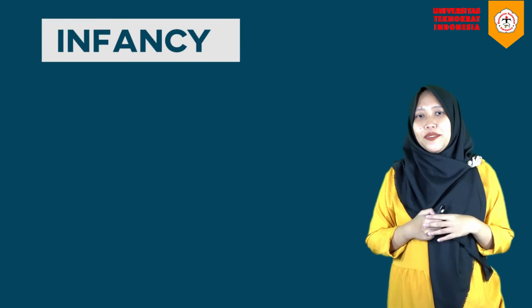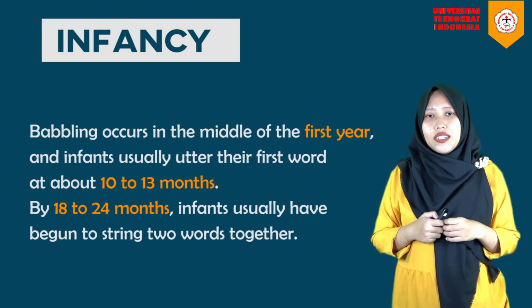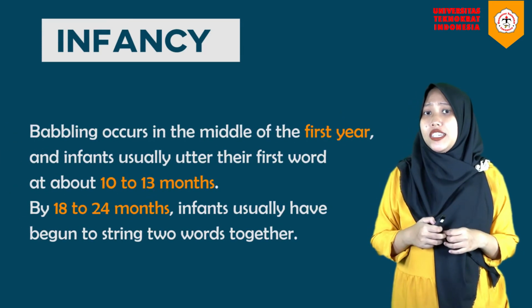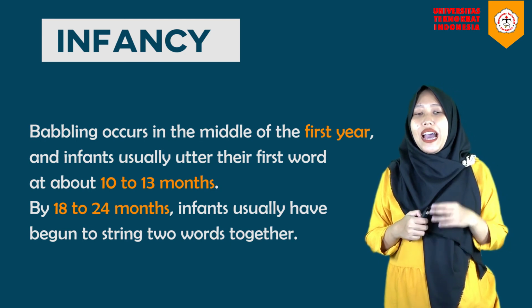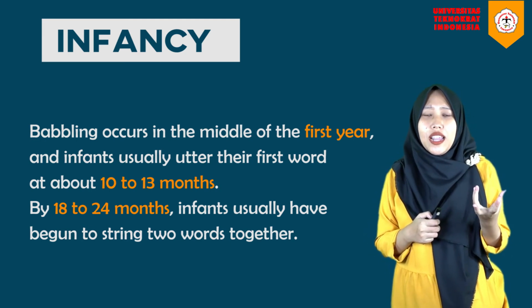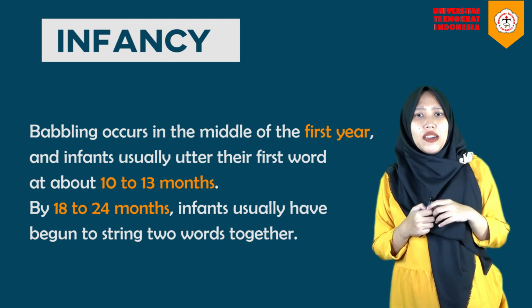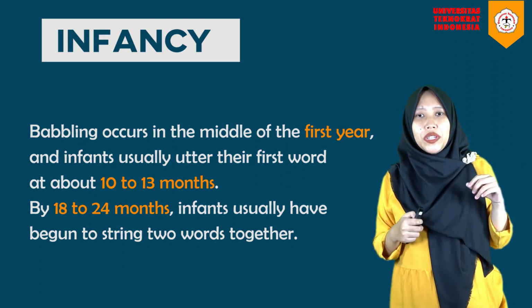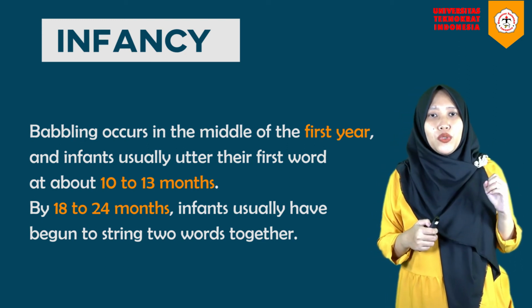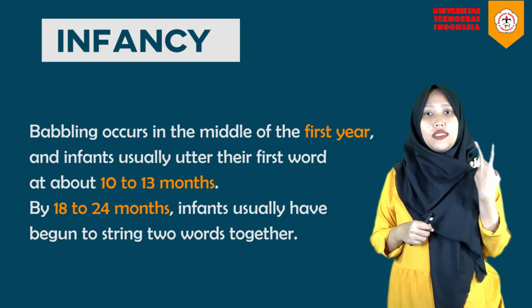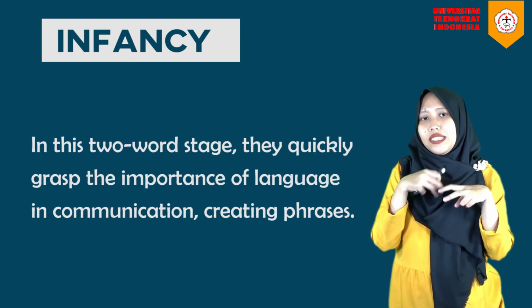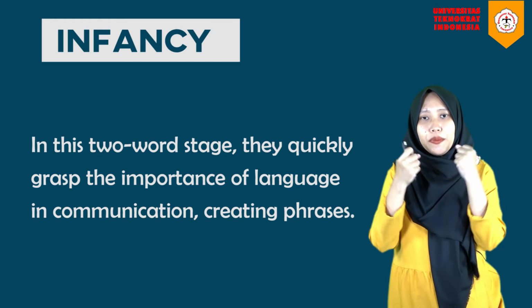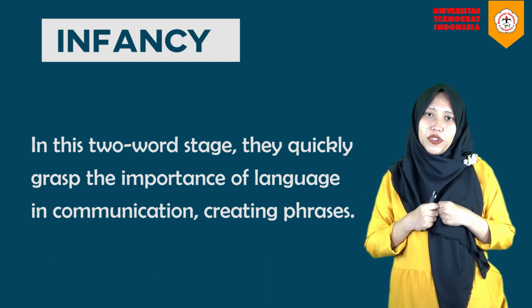From infancy, babbling occurs in the middle of the first year, and infants usually utter their first word at about 10 to 30 months. By 18 to 24 months, infants usually have begun to string 2 words together, and in this 2-word stage, they quickly grasp the importance of language in communication.